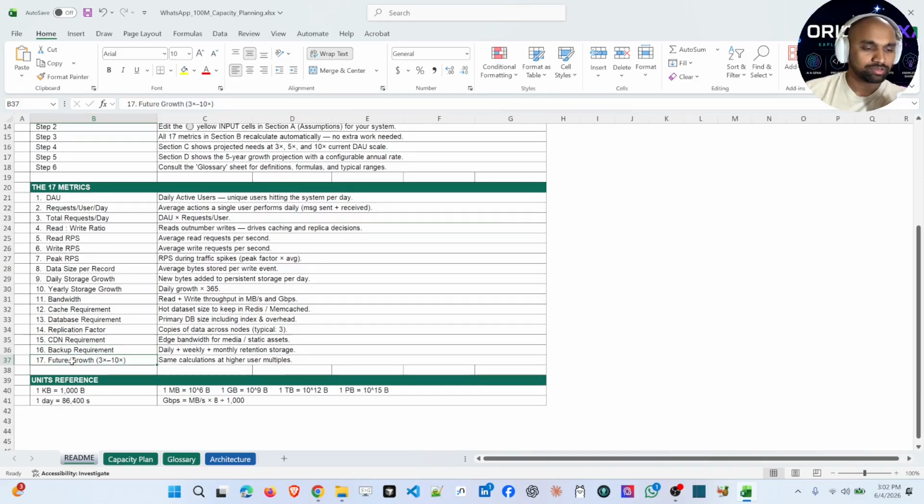And future growth, we can consider for 2, 3, or 10 years. We are going to calculate for all those three parameters. That is, we are going to see for 3x, 5x, and 10x how the data growth and estimation goes.